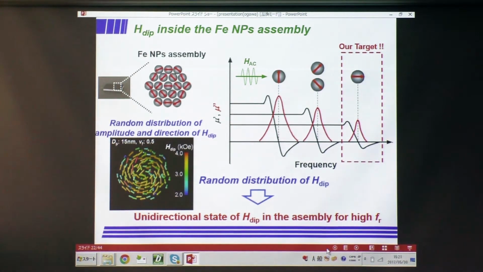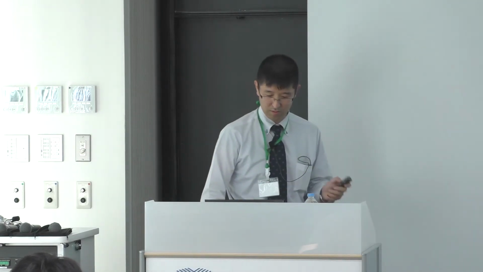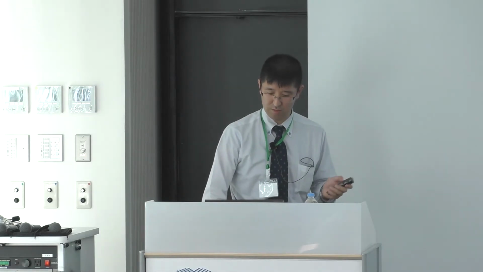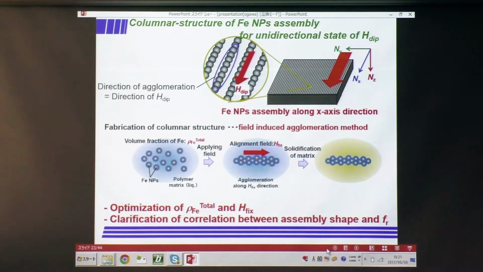So my idea is to align the magnetization state through the dipole interaction field, and align this magnetization state throughout the whole assembly. So we propose a columnar structure of the iron nanoparticle assembly for a unidirectional state of the dipole interaction field, like this picture.